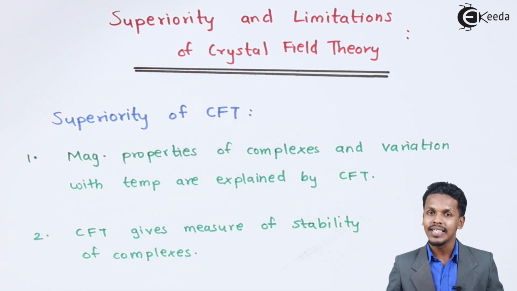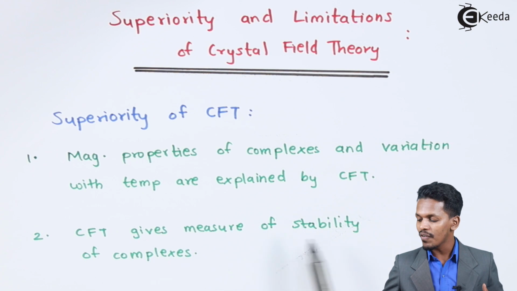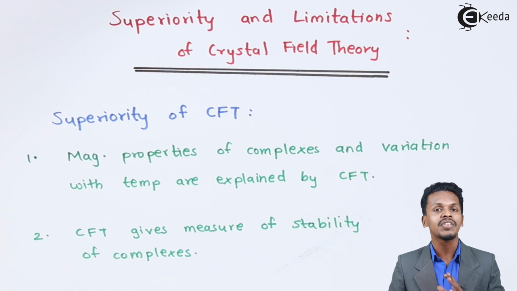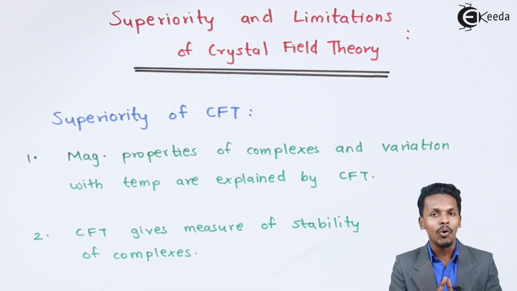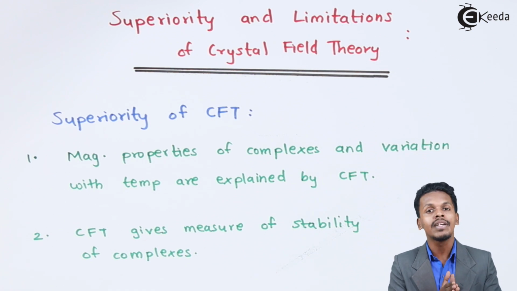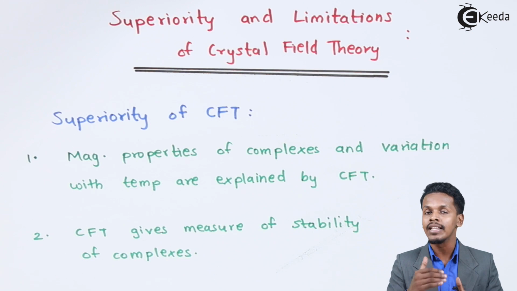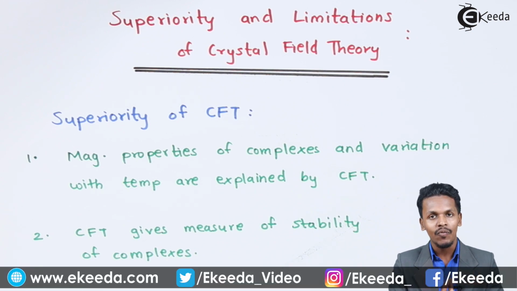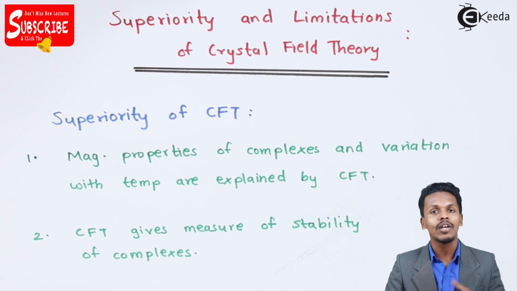Now let me explain the second point, that is the CFT gives a measure of stability of the complex, because crystal field theory gives details about the splitting of the d orbitals. The splitting of the d orbitals is dependent on the geometry and on the ligand, and based on that we can analyze the energy difference between the lower energy level and the upper energy level. That is how we can get to know whether the complex is stable or not, and if it is stable, to how much extent it is stable. Even that detail could be evaluated from the crystal field theory.